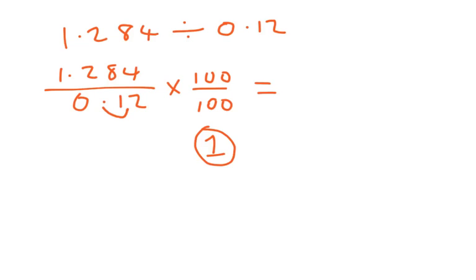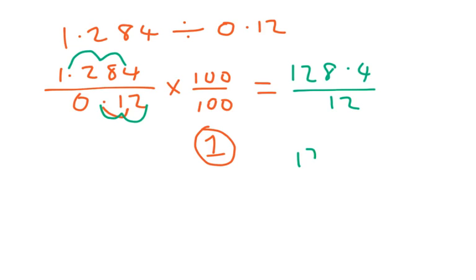So if you multiply the 100 on the top, the decimal point is going to go from here, 1, 2. So it's going to go to 128.4. And on the bottom, it's going to go to 1, 2. We're dividing it by 12. Now we have 128.4 divided by 12.